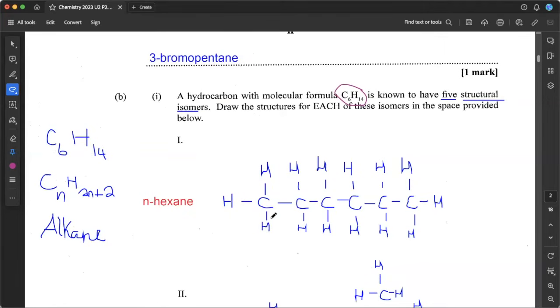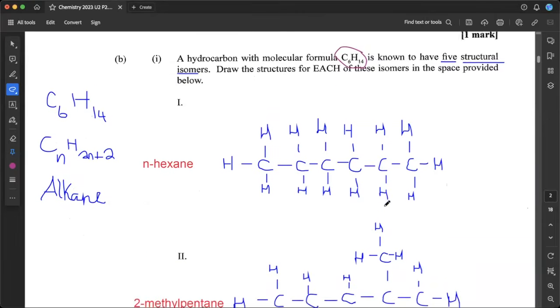To begin, we can just draw the most general form of a hexane, which is the n-hexane form, where we have 6 carbons just in a straight line. And of course, we're going to add the hydrogens around them to make sure that there are 4 bonds coming from each carbon.